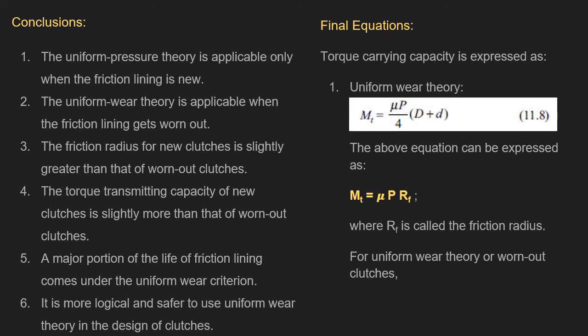we have derived that for uniform wear, the torque formula is mu p by 4 into d plus d. Now this formula we can express as mu p into Rf, where Rf is known as friction radius. Okay, and if you look at this formula 11.8, we can say that the friction radius Rf is basically 1 by 4 times d plus d, right? So this is for uniform wear theory. These are the two formulas which we will be using extensively. For uniform pressure, we will look into the next slide.